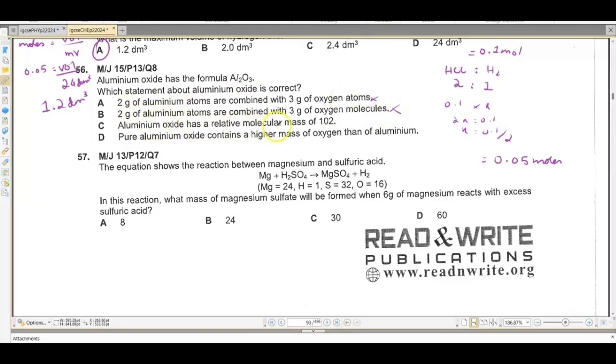Aluminium oxide has a relative molecular mass of 102. Let's find out the Mr of Al2O3. For aluminium it's 27 and it's going to be multiplied by 2, and for oxygen it's 16 and it's going to be multiplied by 3. So this gives us a value of 102. So yes, this is correct. Aluminium oxide has a relative molecular mass of this.